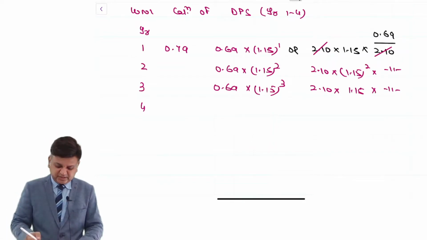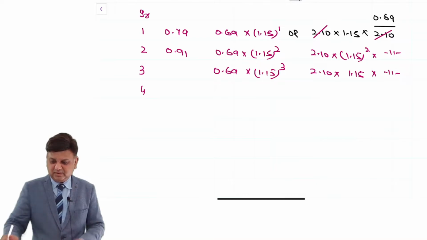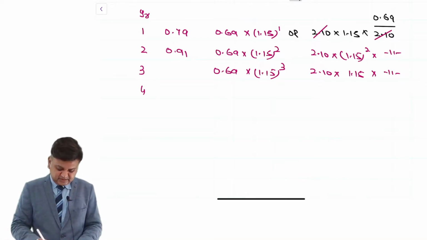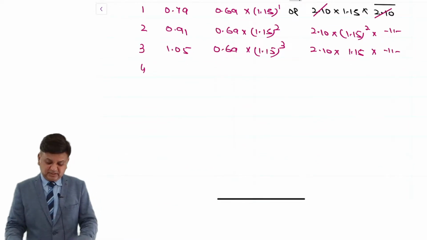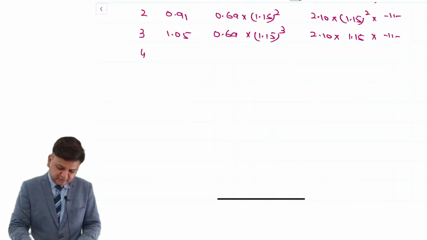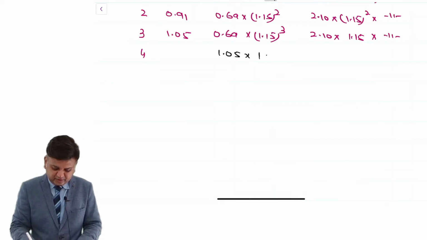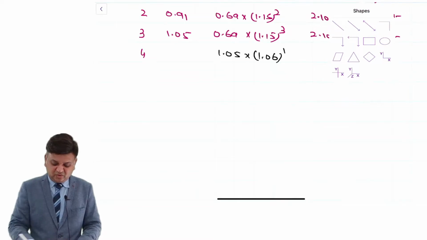Next year it is 0.91 paise. Then it is 1 rupee 5 paise. Now fourth year, listen carefully to what I am going to say. For the fourth year dividend per share, 1.05 into 1.06 raised to 1. Can I do it like this? Again the answer is no.